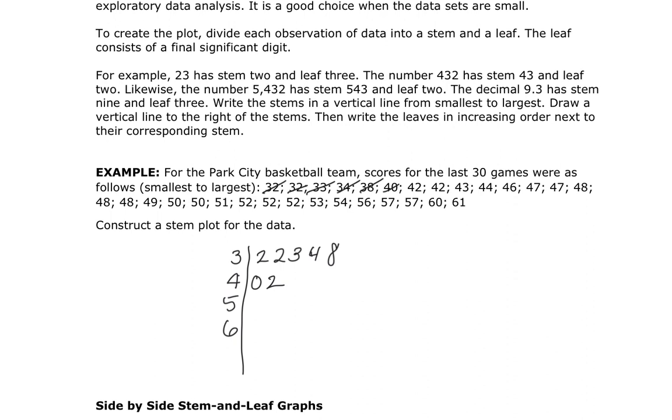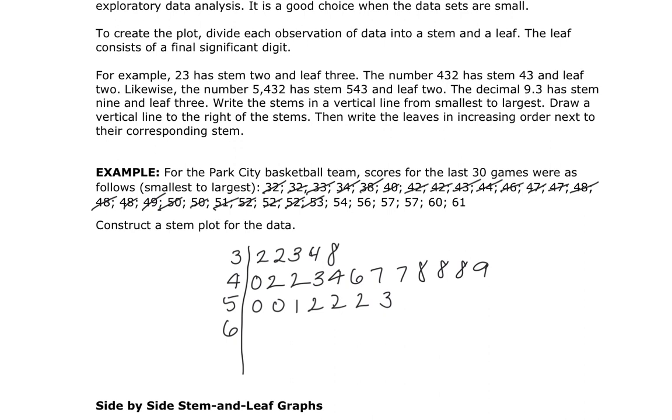And then I have 42, and 42 again, and 43, and 44, and 46, and 47, and 47, and 48, and 48 again, and 48 for the third time, and then 49. That's a lot of shots in the 40s. So now I'm going to do the 50s, and so I have 50, and then 50 again, and then I have 51, 52, 52 again, 52 again, 53, 54, 56, 57, and 57 one more time. And the last ones I have are 60 and 61.